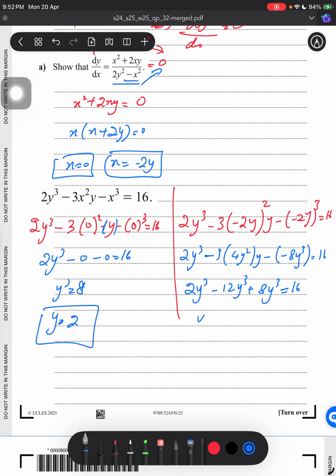In the end you'll be just left with 2 minus 2y cubed 16, and y would be just minus 8, minus cube. This would just be 8. One value was just minus 2 again. It can't be so.